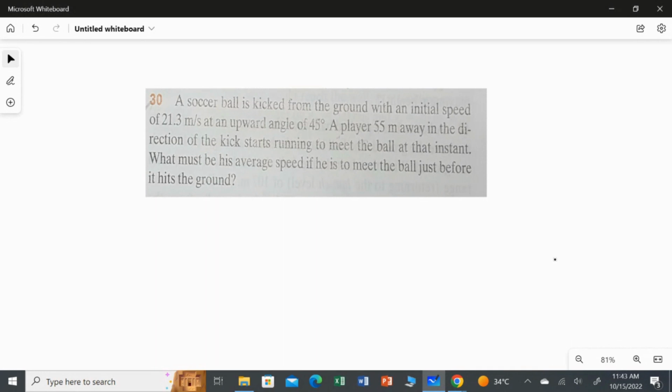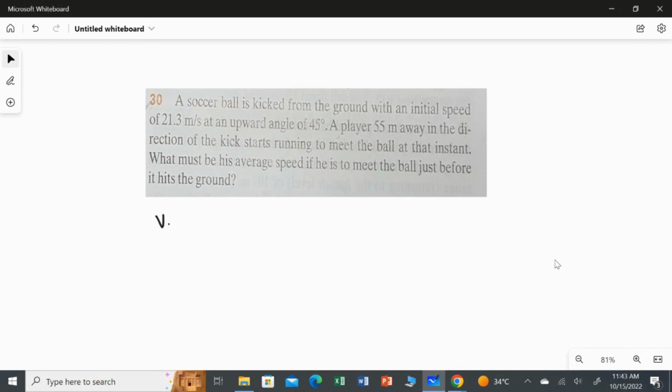Actually, this question is related with projectile motion, and here we are going to calculate what should be the average speed of the second player. So the first player is going to kick the ball and the second player is going to take the ball. So what is the question? The question asks what should be the average speed this player should take before the ball touches the ground. Clear? So first of all, we have to write what is given.